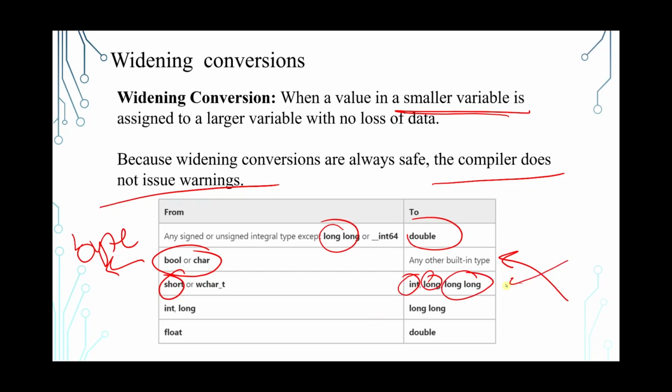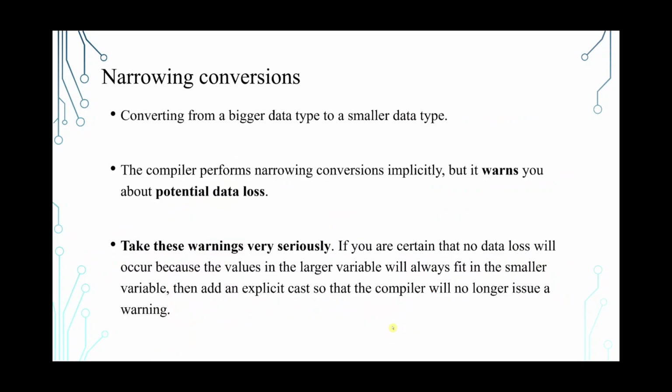Or any floating point number, like float or double, or long double. Wide character or word character to any of these two is going to be widening. Int or long going to long. Float going to double. These are the widening conversions. Narrowing conversions, converting from the bigger data type to a smaller data type, are the opposite of widening conversions, right?